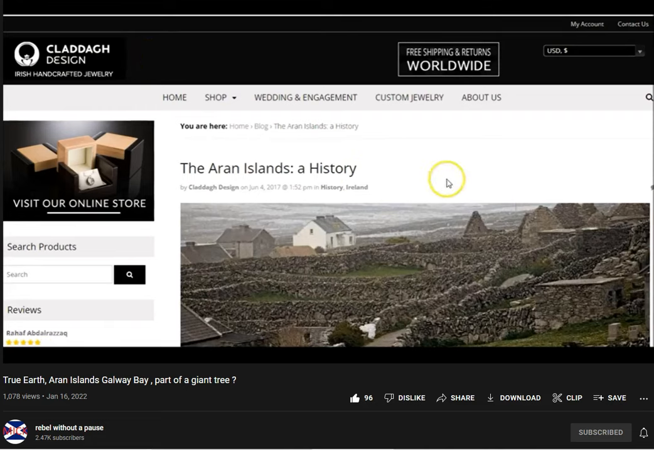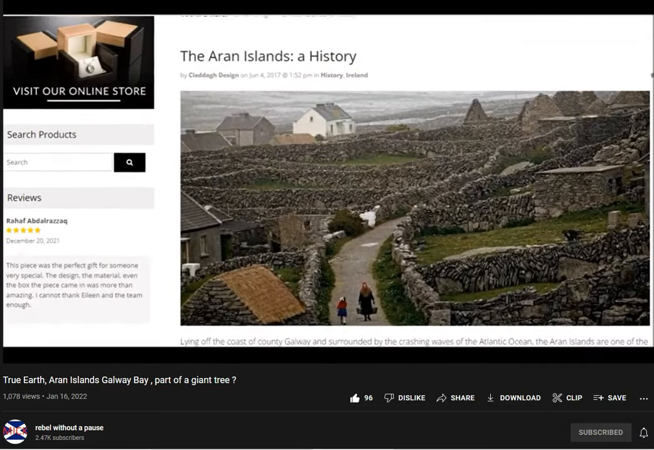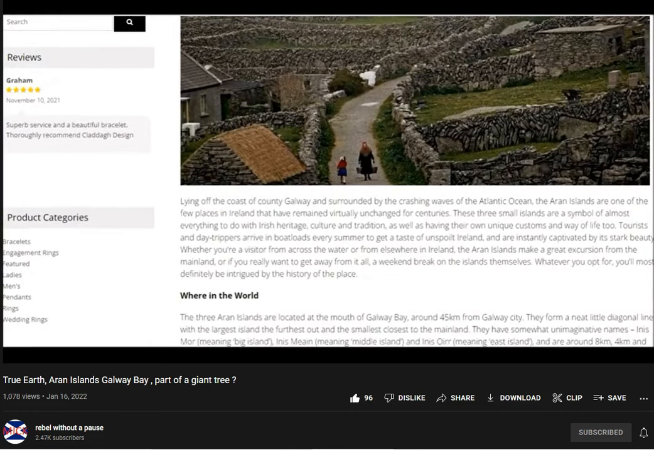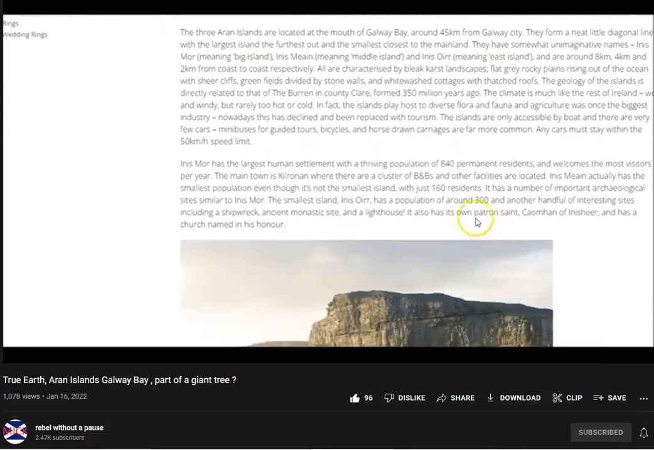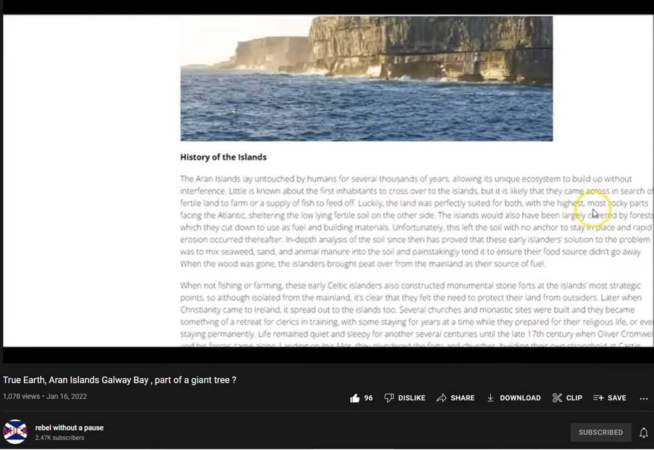Right, the Aran Islands, the history. So here's a brilliant picture of the walls. Now, you can't help but notice them. And they built the walls to protect the soil. Really. Right. Again, they tell you where they are. And here's the same cliffs. That's a lot of sea urchins.